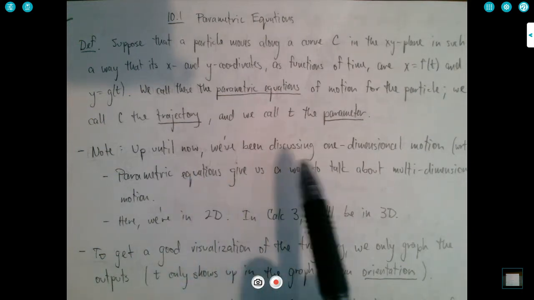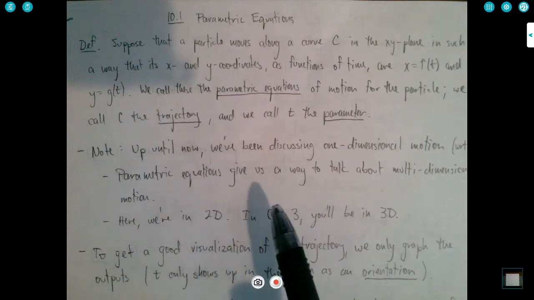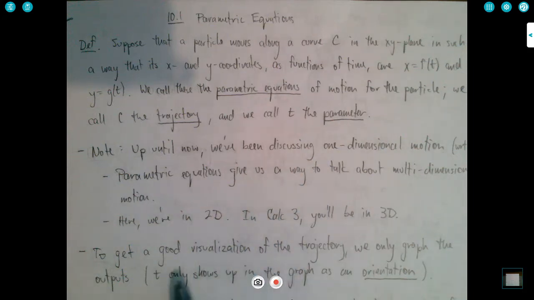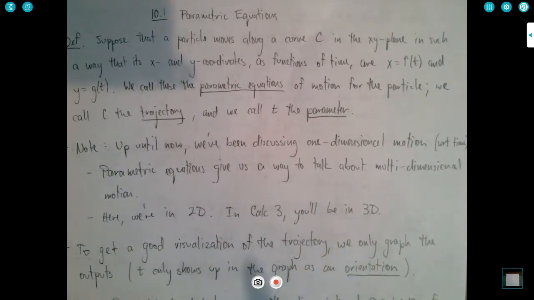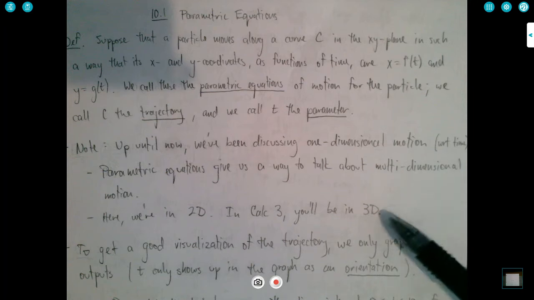As I said, this will give us a way to describe two-dimensional motion. In Calc 3, you'll talk about using parametric equations to describe 3-dimensional motion. And as kind of crazy as this is to wrap your brain around, there are situations in which it's useful for us to deal with parametric equations with multiple variables, more than 3 even. And to some extent, you kind of see that in linear algebra too.